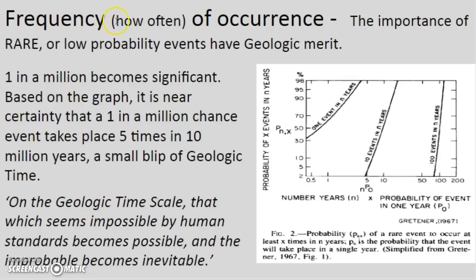And finally, we have to consider the frequency. How often do they occur? Rare, low probability events have geologic importance. One in a million becomes significant, in that we could say it's going to happen definitely 5 times in 10 million years.